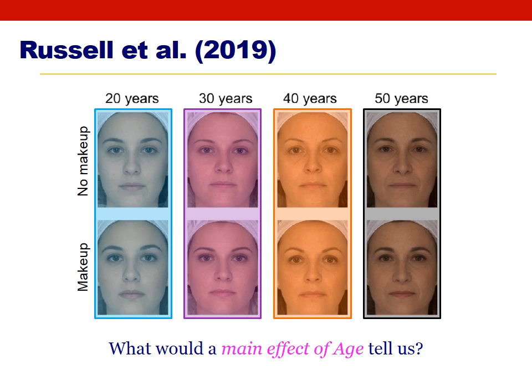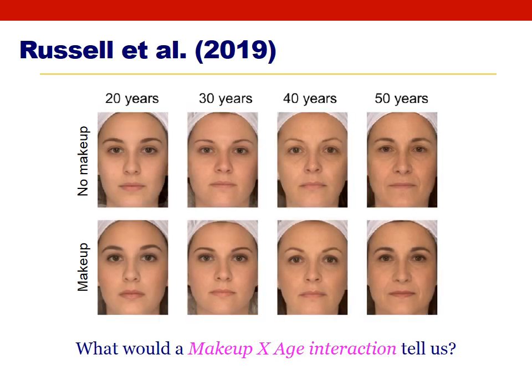Now, this example is more complicated than anything we're going to do in our class. We're going to focus just on 2x2 designs. But since this is a 2x4 design, what we'd end up with here is a marginal mean for women who were actually 20, 30, 40, and 50 years old, to see if overall women who actually were older were perceived as older. Most interestingly, we can look at the interaction between our 2 independent variables, makeup and age.